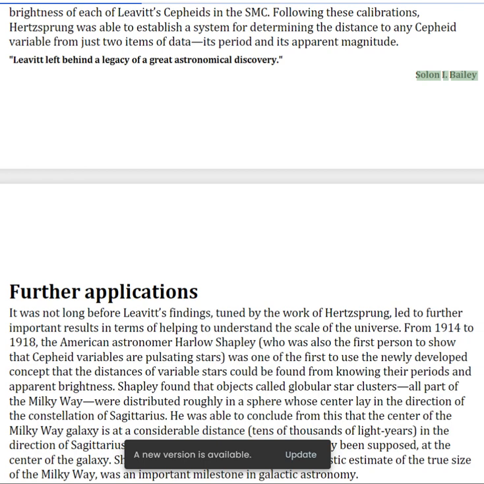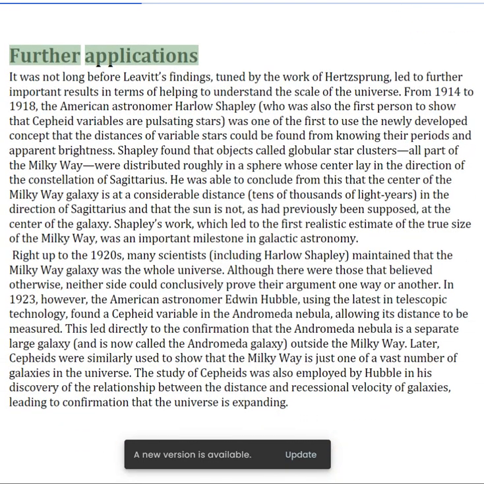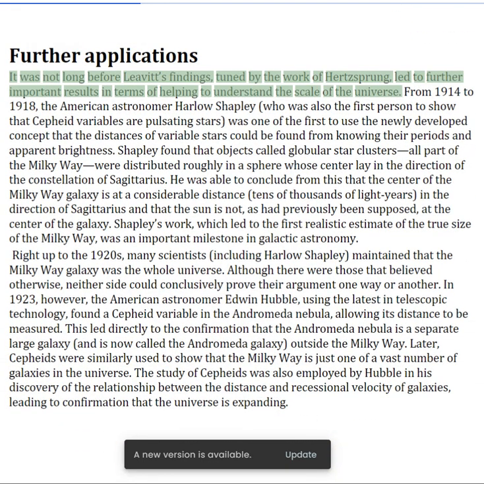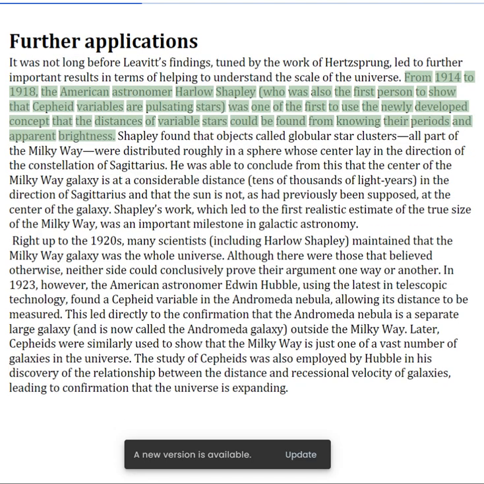Solon I. Bailey. Further applications. It was not long before Leavitt's findings, tuned by the work of Hertzsprung, led to further important results in terms of helping to understand the scale of the universe. From 1914 to 1918, the American astronomer Harlow Shapley was one of the first to use the newly developed concept that the distances of variable stars could be found from knowing their periods and apparent brightness.